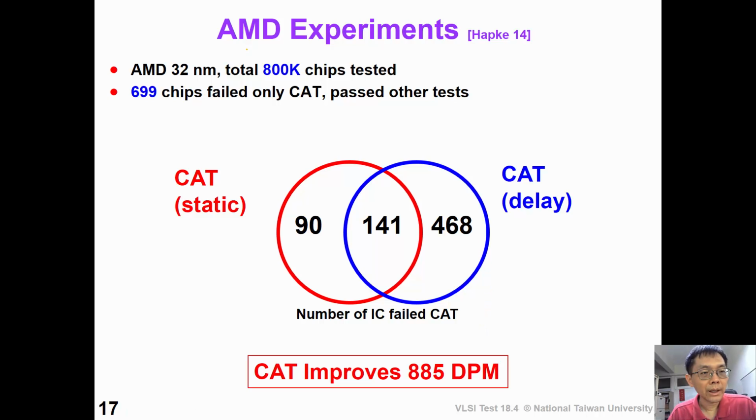So this is an AMD and Mentor experiment. In this experiment, a total of 800,000 chips were tested, and almost 700 chips failed only the cell-aware test. They passed the other tests. In this Venn diagram, we can see the number of chips that fail the static cell-aware test or the delay version of cell-aware test. Totally, cell-aware test can improve DPM up to 885, which is a very significant number.